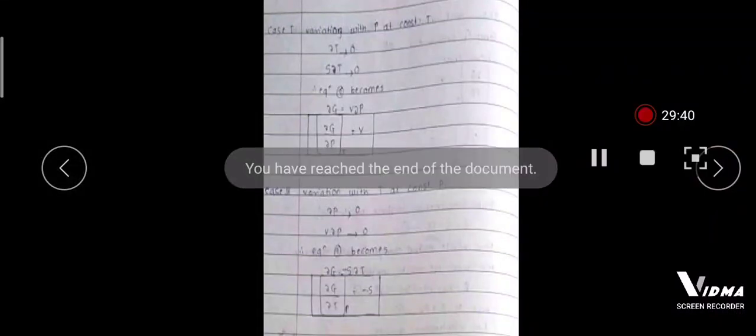Then case 1, variation of the Gibbs free energy with the pressure at constant temperature. Then case 2, the variation of the Gibbs free energy with the temperature at constant pressure. We will get the desired equations: the partial derivative of G with respect to P at constant T is equal to V, and the variation of the Gibbs free energy with the temperature at constant pressure gives the partial derivative of G with respect to T at constant P is equal to -S. That you have to prepare well.